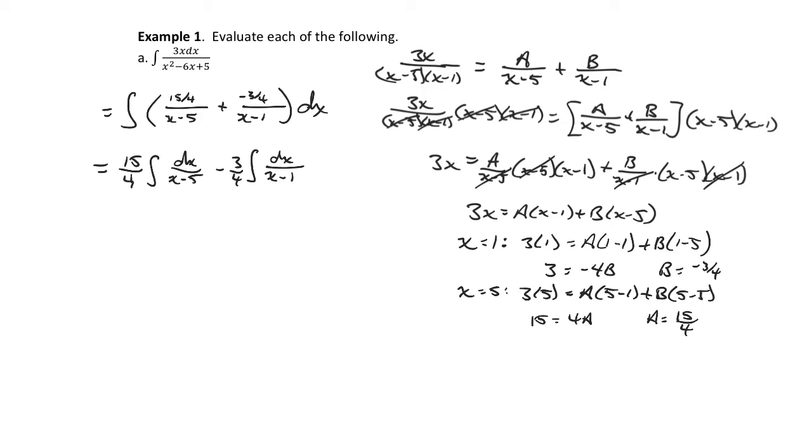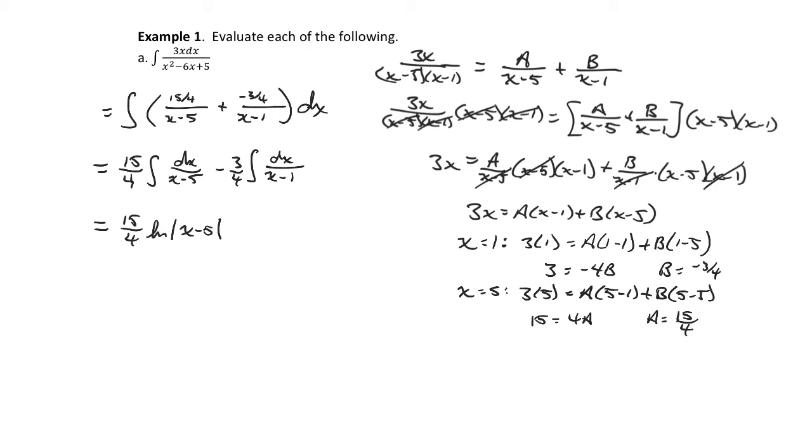So why did I do that? The reason I did that was because I recognized that the denominator here looks like 1 over x, almost. It's 1 over x minus 5. Now the great thing here is that the derivative of x minus 5 is 1, so even if you're not thinking clearly, you might stumble upon the correct answer. It's 15/4 multiplied by the natural log of the absolute value of x minus 5.